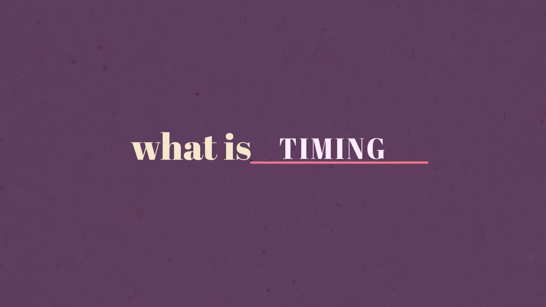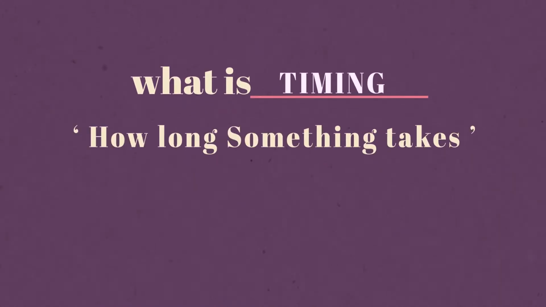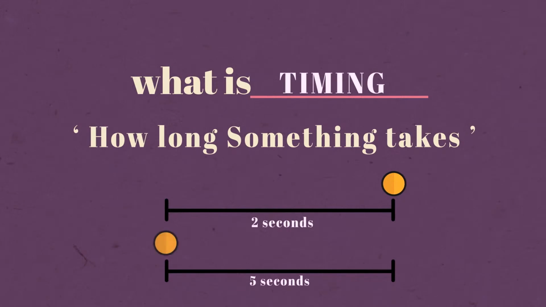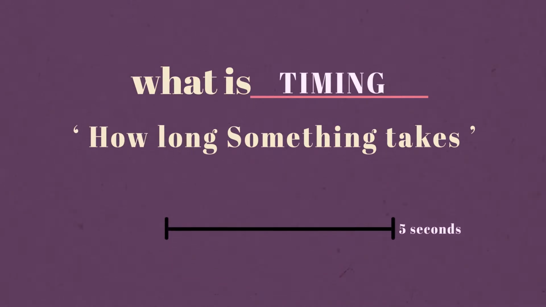What is timing? Timing is how long something takes. So for instance, does it take Miss Bezier 2 seconds to cross the screen? Or does it take her 5 seconds to cross the stream? And on top of that, in those 5 seconds, when does she jump? Okay, seems pretty simplistic when we put it that way, doesn't it?